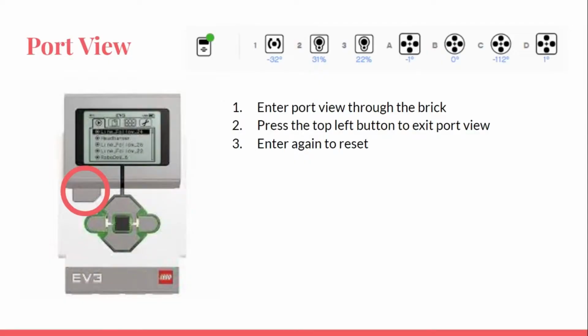You may notice that this lab took a lot of trial and error, but there is a way to fix that. When you connect to your robot and go into the programming software, there's going to be this at the top of it. You can find your large motors, which for me is port B and port C, and you can go into your robot and then find port view and enter it, and then click this top left button to exit it, and then it will reset all of the values at the top.